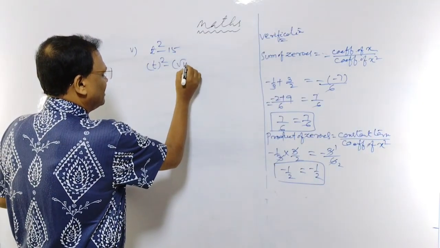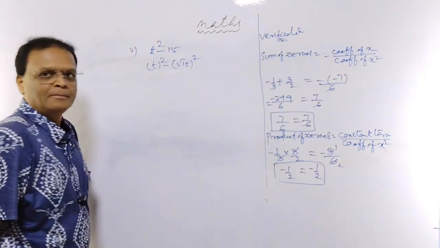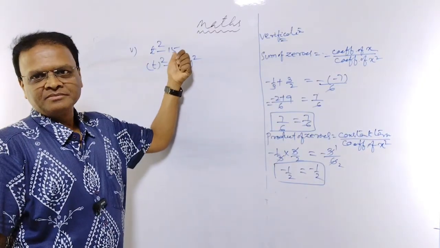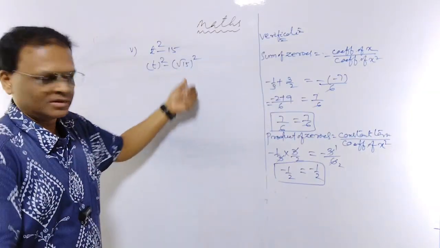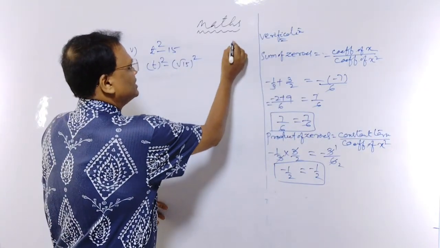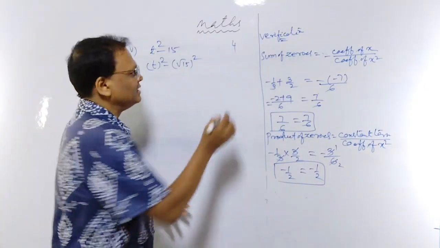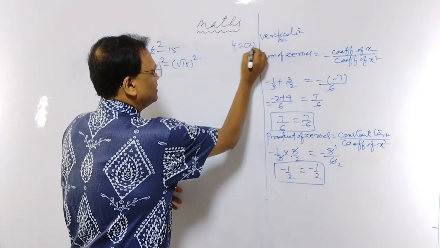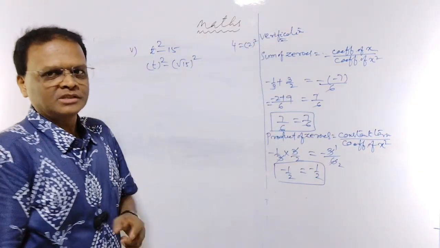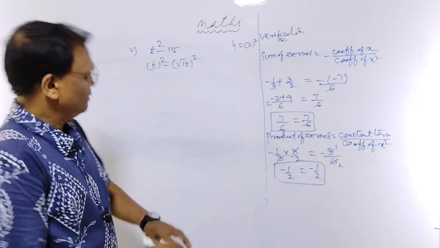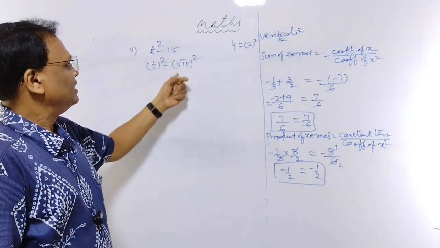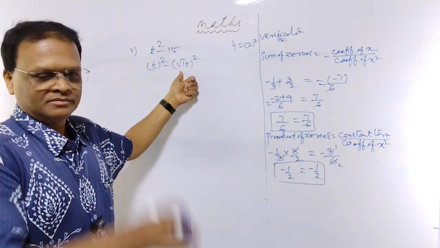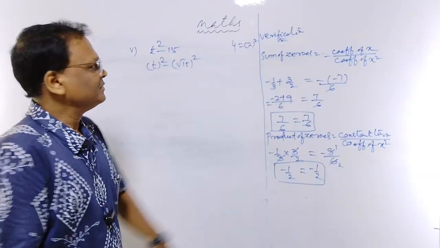So this becomes, I think I can write it like this, because this is not a perfect square. If it is not a perfect square, we can write root 15 whole square. Like suppose it is 4, 4 means we can write it easily. 4 is 2 square, because 4 is a perfect square. But this is not a perfect square. If it is not a perfect square, you can write it in terms of root 15 square.